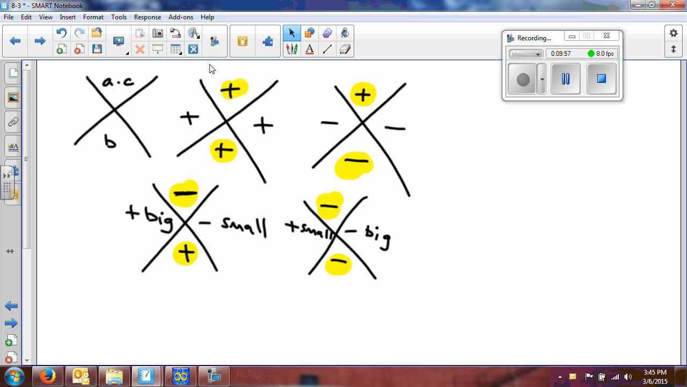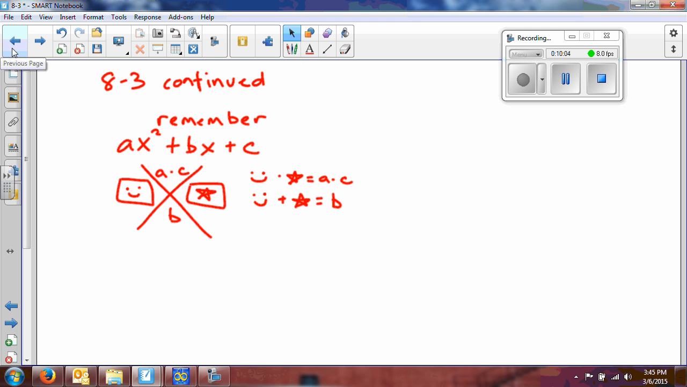Okay, so I should probably write the ax squared plus bx plus c on this page somewhere. But these 2 pages has all the reminders you need. So that was 8-3, not too bad. We are done.